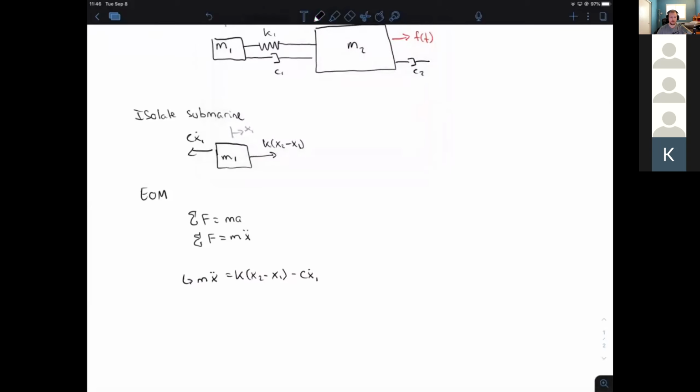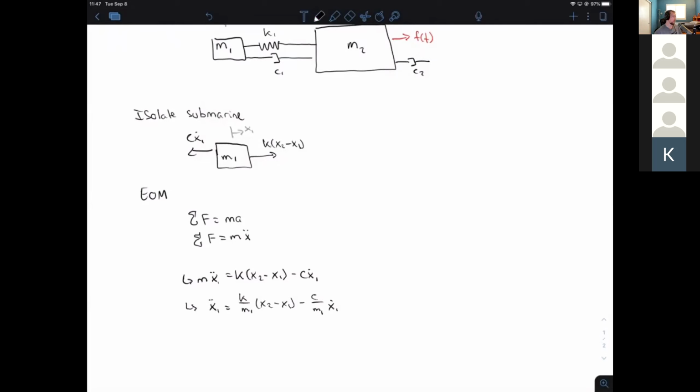Okay. And then I'm just going to divide everything through by m1. So we're going to have x1 double dot equals k divided by m1 times (x2 minus x1) minus c over m1 times x1 dot.